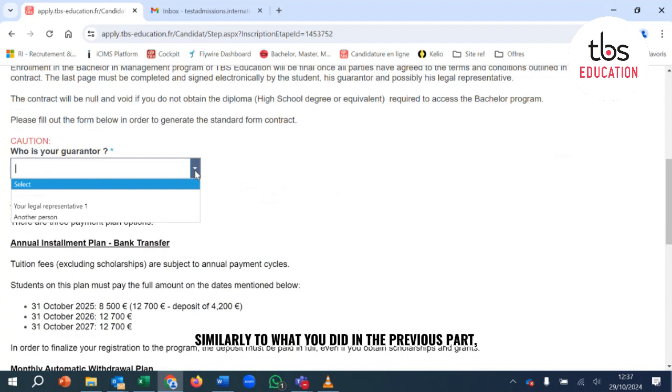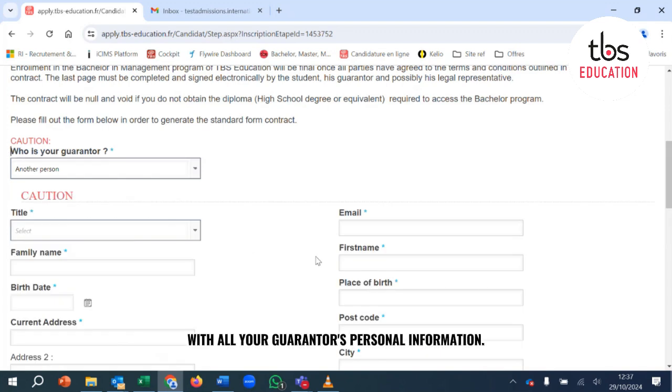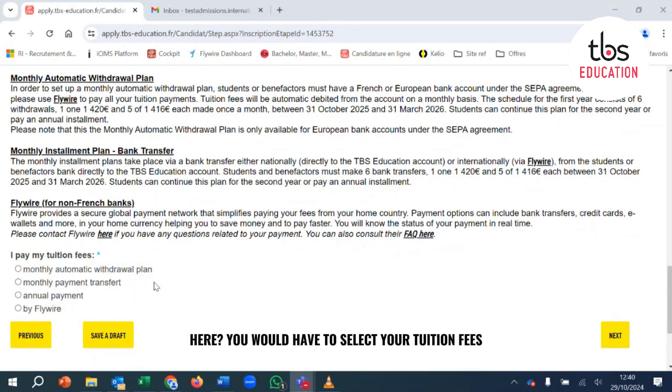Similarly to what you did in the previous part, you will need to fill out this form if you select another person. You would have to fill out this form with all your guarantor's personal information. Here, you would have to select your tuition fees payment plan among the 4 different options available here. Please note that the monthly automatic withdrawal plan is only available if you've got a European bank account.